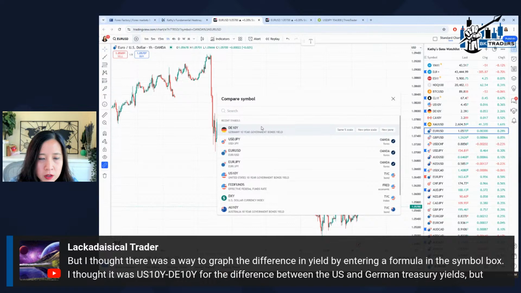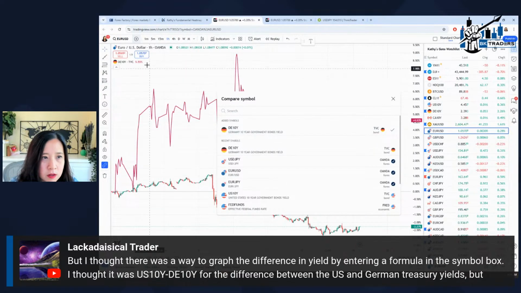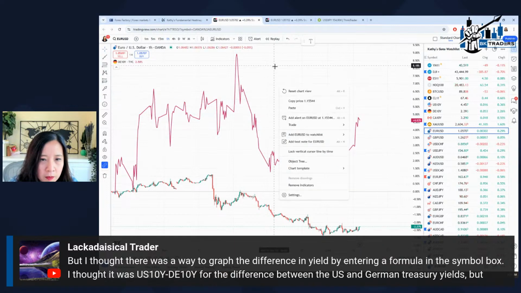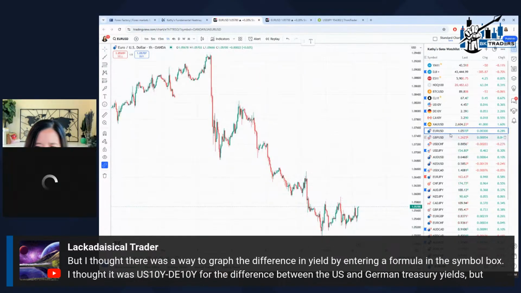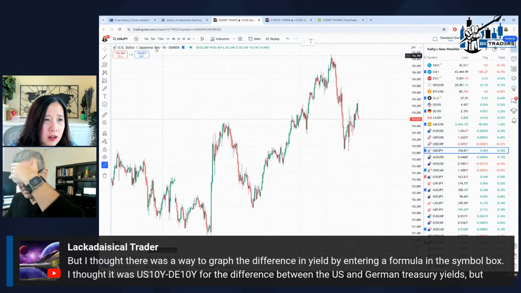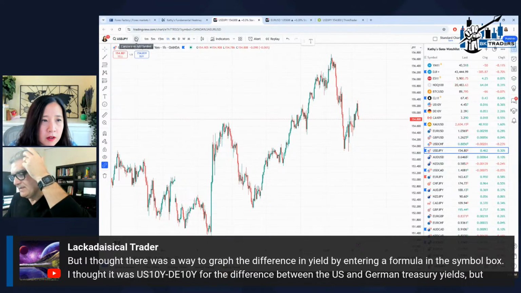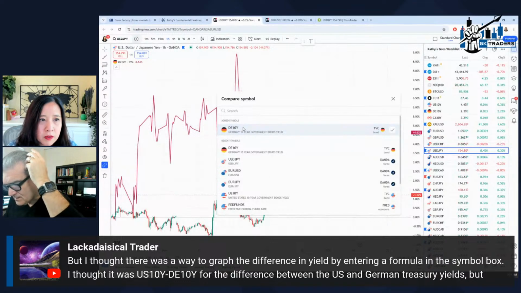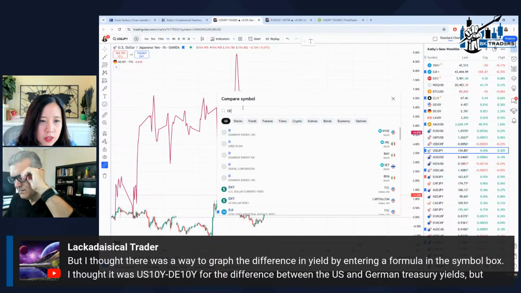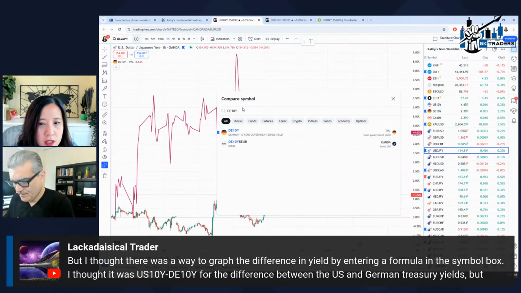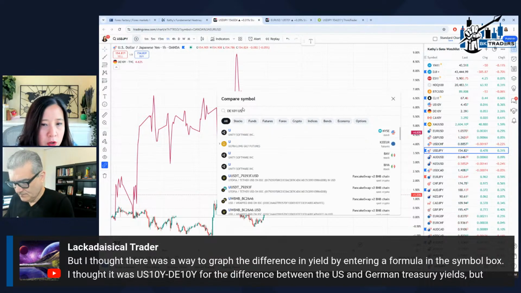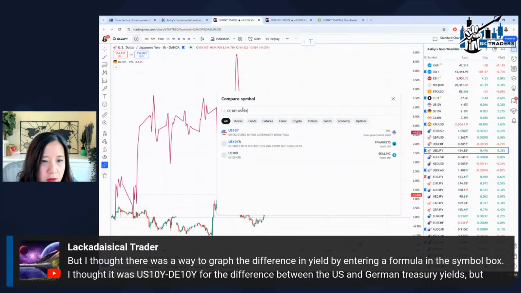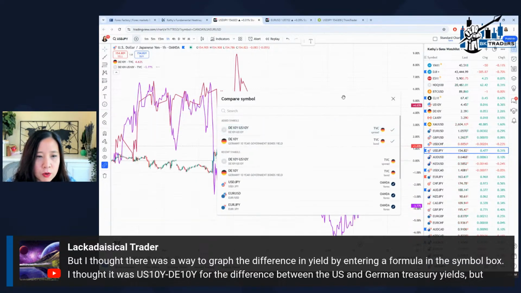So we're going to click on this. What did I just do earlier that I got it? Okay, I think you have to press the symbol, then minus, then the other symbol, then press enter. If I click the symbol, the indicator comes up. The symbol comes up. So it's not doing that. But okay. Why don't we do this? German 10-year minus US 10-year. And then hit enter. Ooh, look at that.